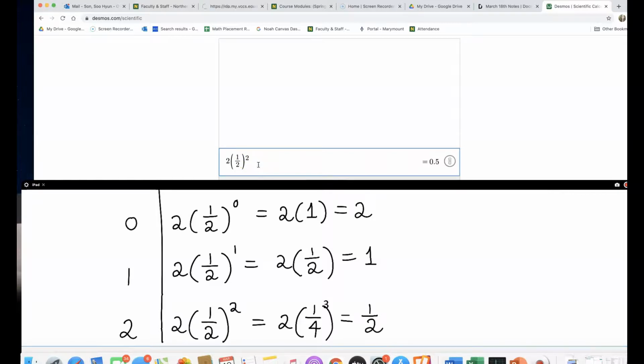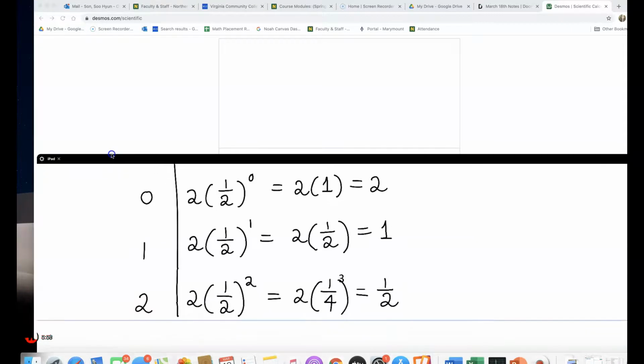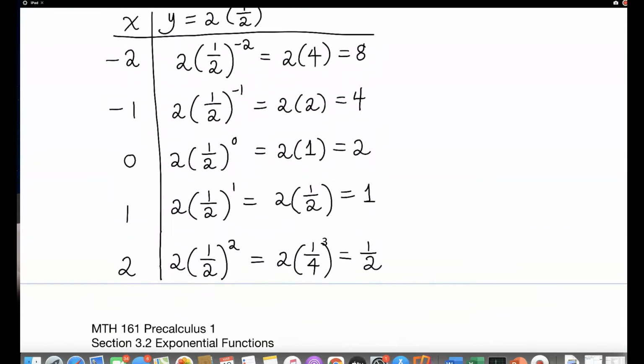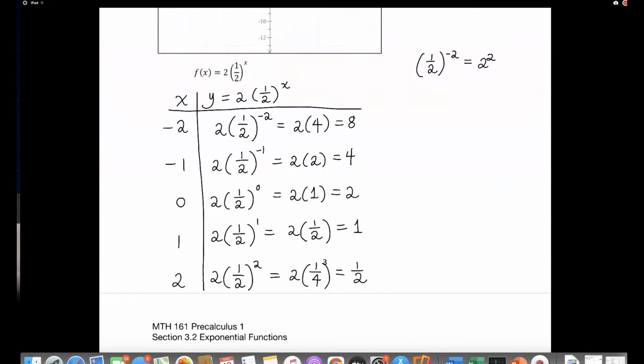It gave me a decimal. I can click on this fraction button and it's going to give me 1/2 back. And a decimal is actually okay because I'm going to plot these later. But I now have 5 points to plot. All right, let me see. I will now go ahead and plot these 5 points.